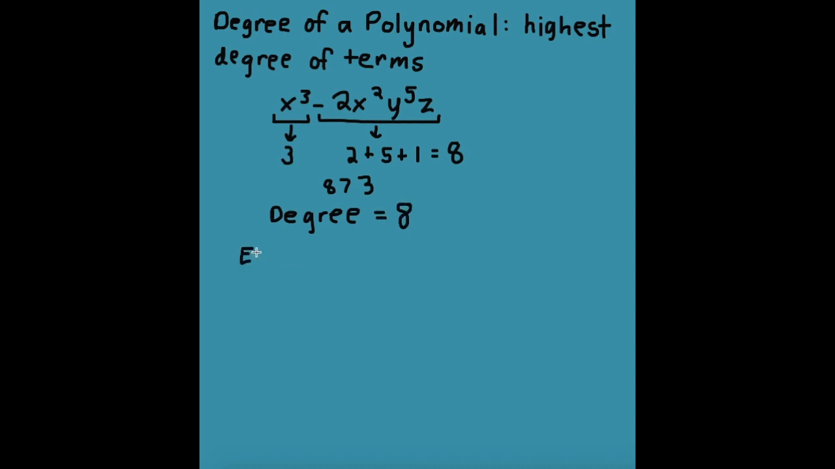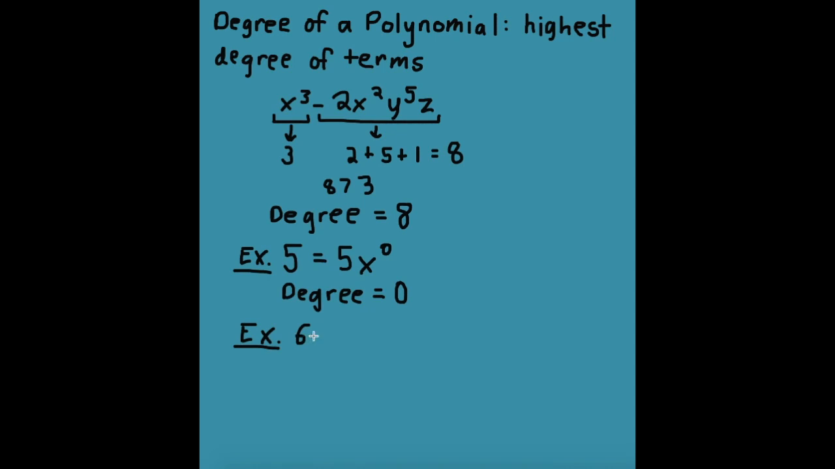If we have the number 5, what is the degree of this polynomial? This is a monomial since it has one term. 5 can be rewritten as 5 times x to the 0 power, since x to the 0 power equals 1. Therefore, the degree of the polynomial is 0.